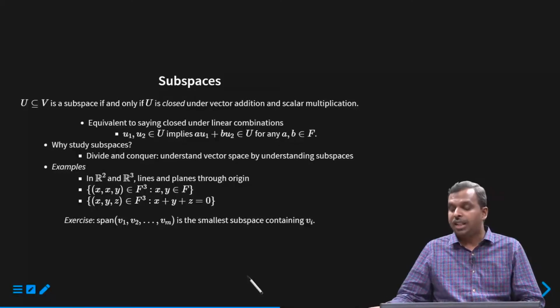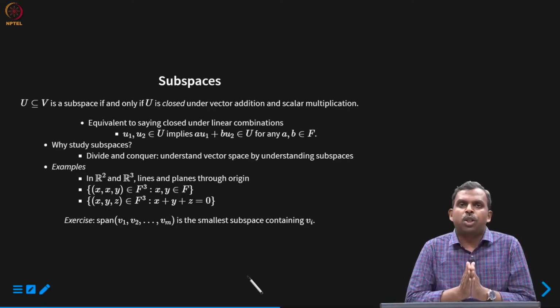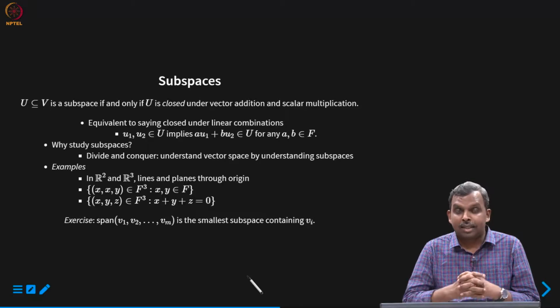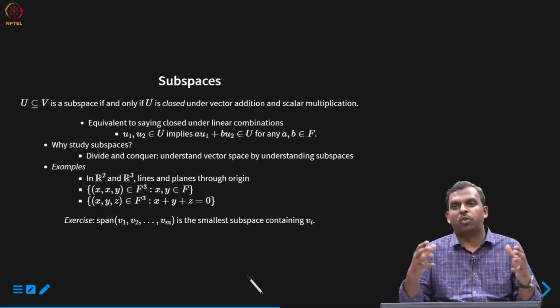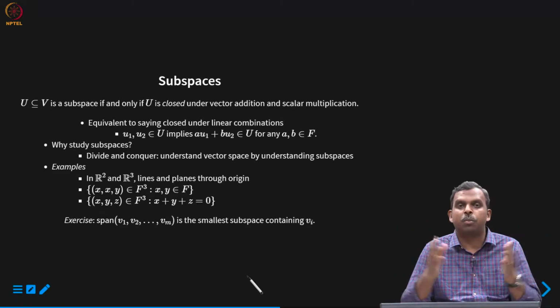So we have seen so far linear combinations and the notion of span. The next very important notion in a vector space is that of a subspace. What is a subspace? Suppose somebody gives you a very big vector space and you are a little worried about whether you will be able to understand something so big or not.